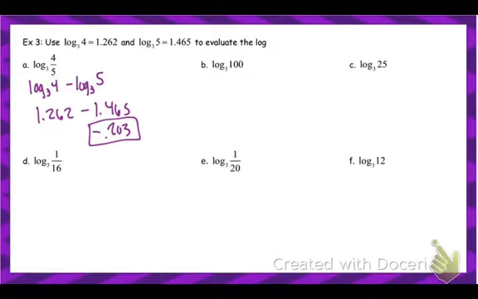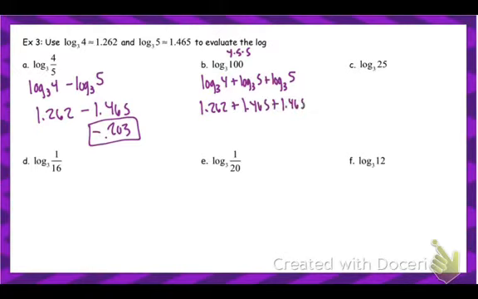All right, so let's look at B. I need to come up with a way to get this based off of those logs. Well, 100 is the same thing as 4 times 5 times 5. So I can write this as log base 3 of 4 plus log base 3 of 5 plus log base 3 of 5. Now I have 1.262 plus 1.465 plus 1.465. Add those up, and that gives me 4.192.